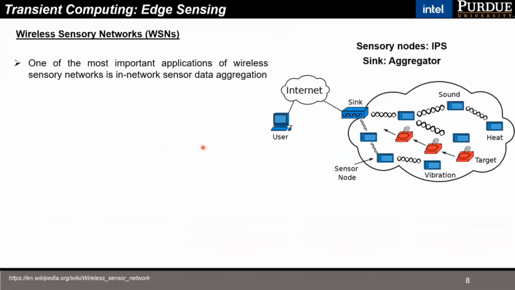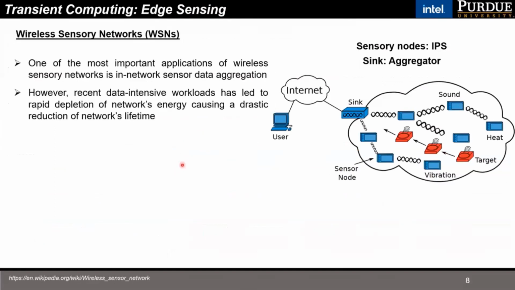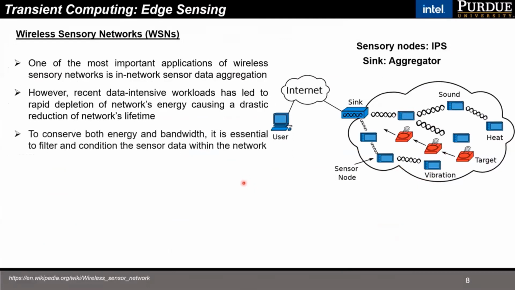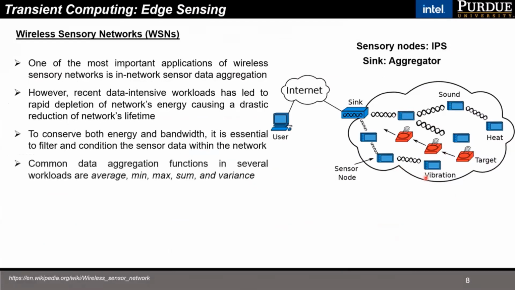Now, another transient computing workload which we target is edge sensing in wireless sensory networks. The recent data-intensive workloads have led to rapid depletion of network energy and lifetime due to the huge amount of processing and data aggregation required for these networks. Therefore, to conserve energy and bandwidth, it is essential to filter out and condition some of these sensor data inside the network itself. The common data aggregation functions are average, minimum, maximum, sum, and variance.